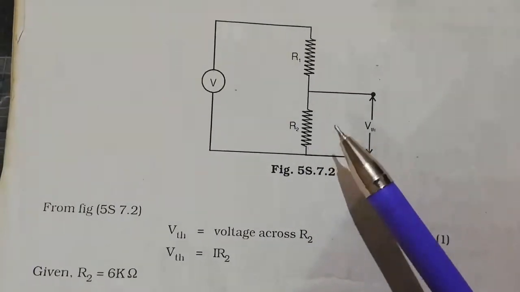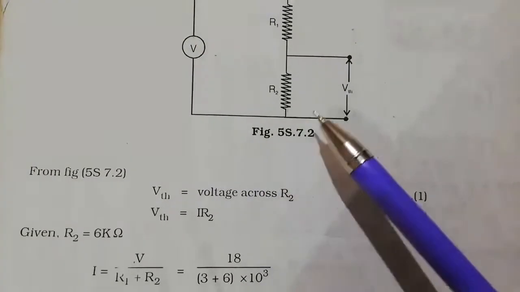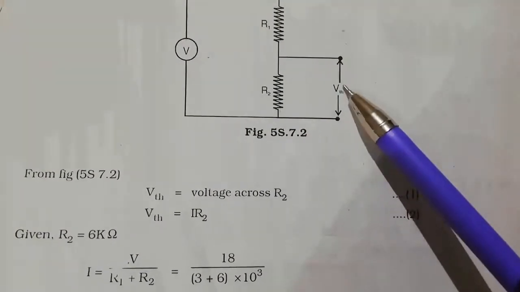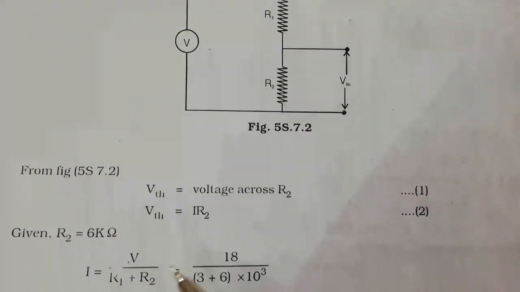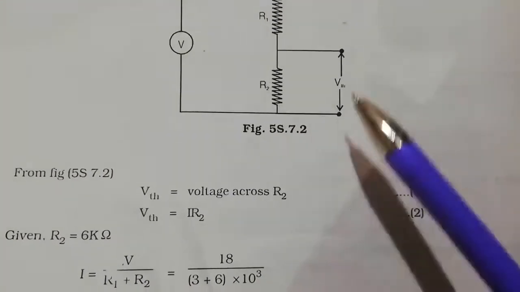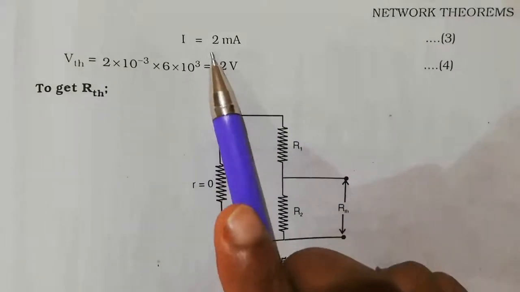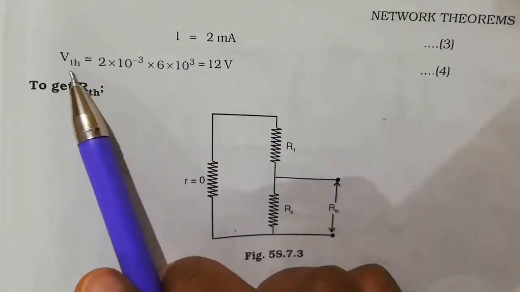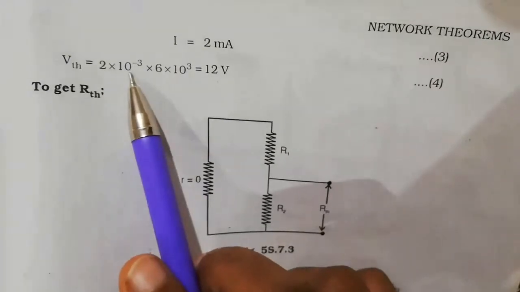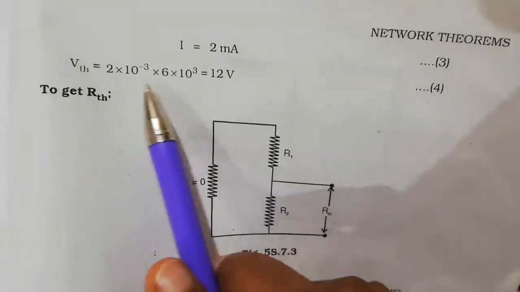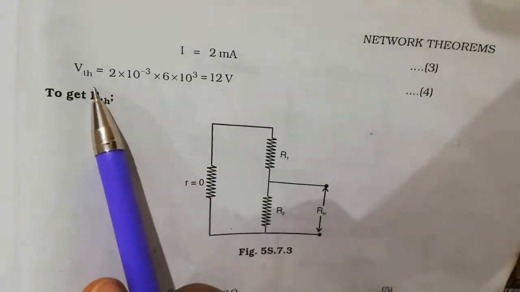As we have R2 equal to 6 kilo ohm, I is equal to V by R1 plus R2. We have the resistances given in kilo ohm ranges, so R1 plus R2 will be 3 plus 6 into 10 raised to 3. We got I equal to 2 milliampere. Now we calculate VTH, that is I into R2, that is 2 milliampere into 6 kilo ohm, that is 12 volt. We got the Thevenin's voltage.